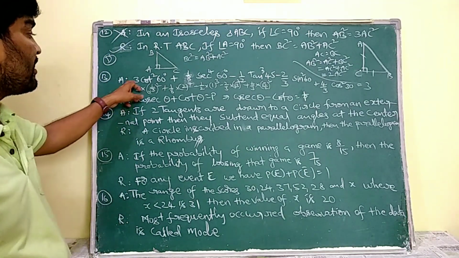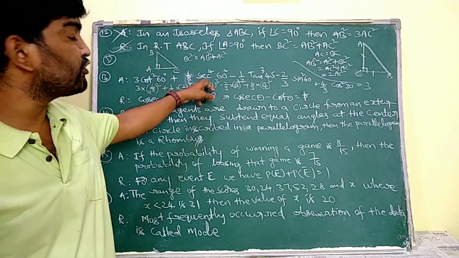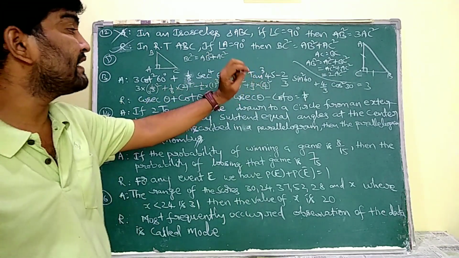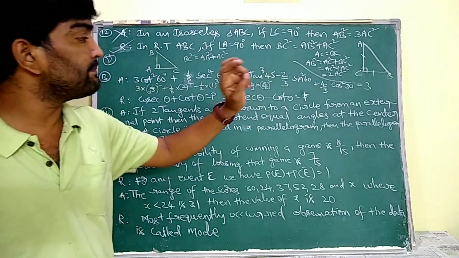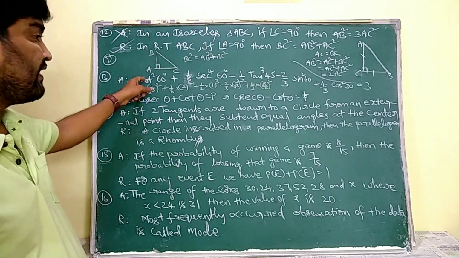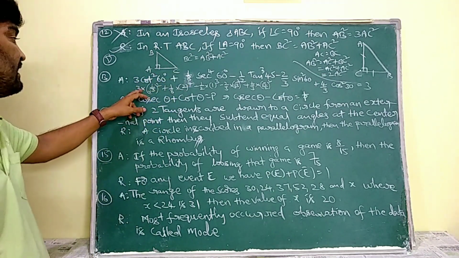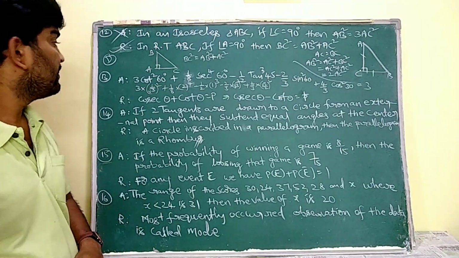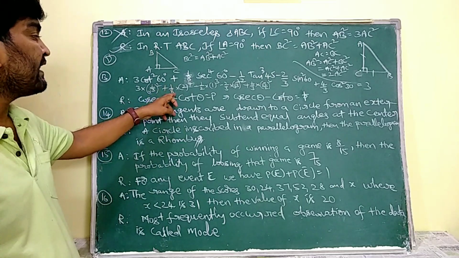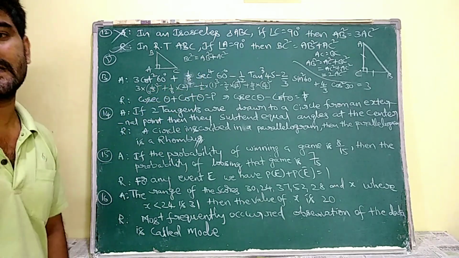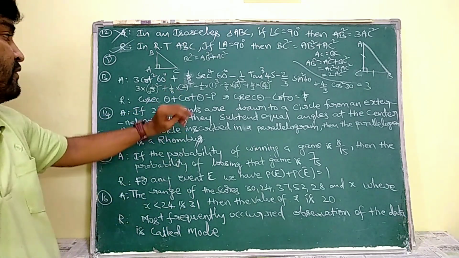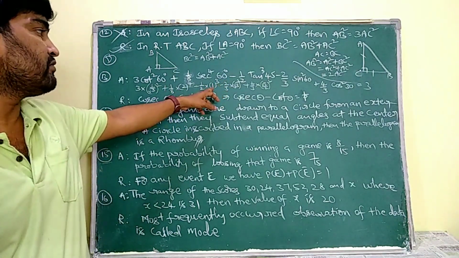Now 3 cot square 60 plus 1 by 8 secant to the power of 4 60 minus 1 by 2 tan cube 45 degrees minus 2 by 3 into sin square 60 plus 4 by 3 into cos square 30, the value is given as 3. So we are going to check whether it is 3 or not. Cot 60 we know is 1 by root 3. So cot square 60 means 1 by root 3 whole square. 1 by 8 into secant to the power of 4 60. Now secant 60 is equal to 2, so secant power of 4 means 2 power of 4. Tan 45 we know is 1, so 1 cube.